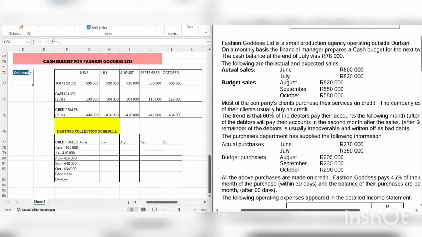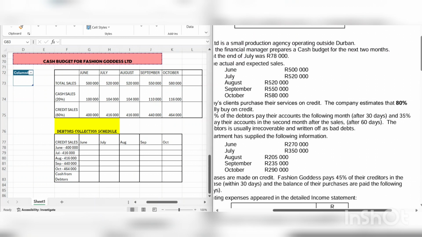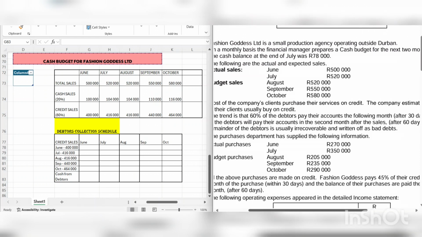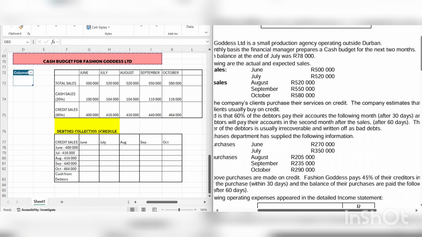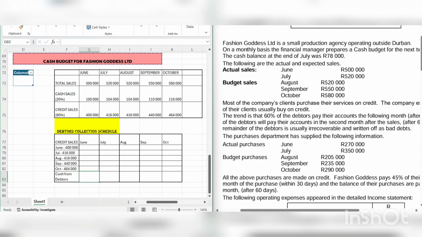Then we're going to have a look at what the policies are for collecting that money. It says here that the trend is that 60% of the debtors pay their accounts the following month, that is after 30 days, and 35% of debtors will pay their accounts in the second month after the sale, which is 60 days. The remainder is written off as bad debts.